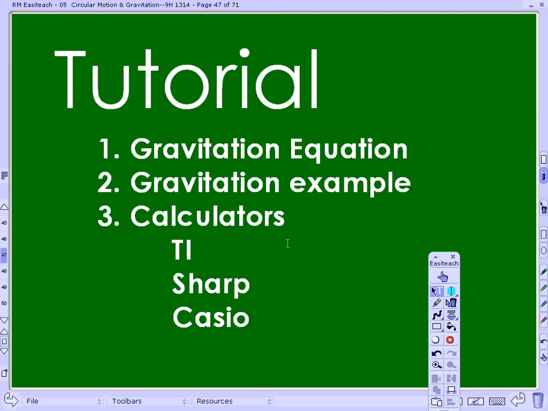Gravitation tutorial. We'll go over the gravitation equation, the gravitation example, and the calculators. Why the calculators? Doing gravitation problems is often difficult as much because of the calculators as it is because of the concepts.